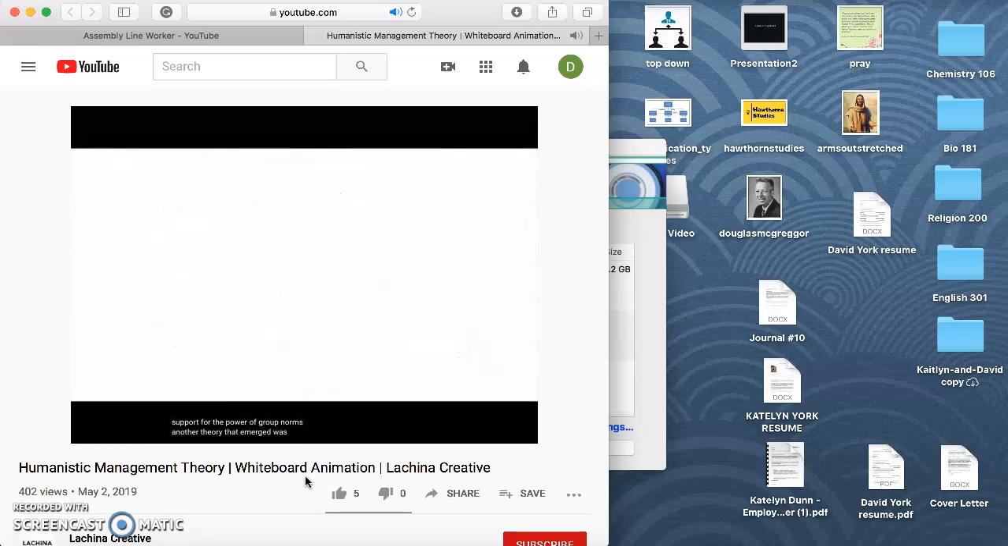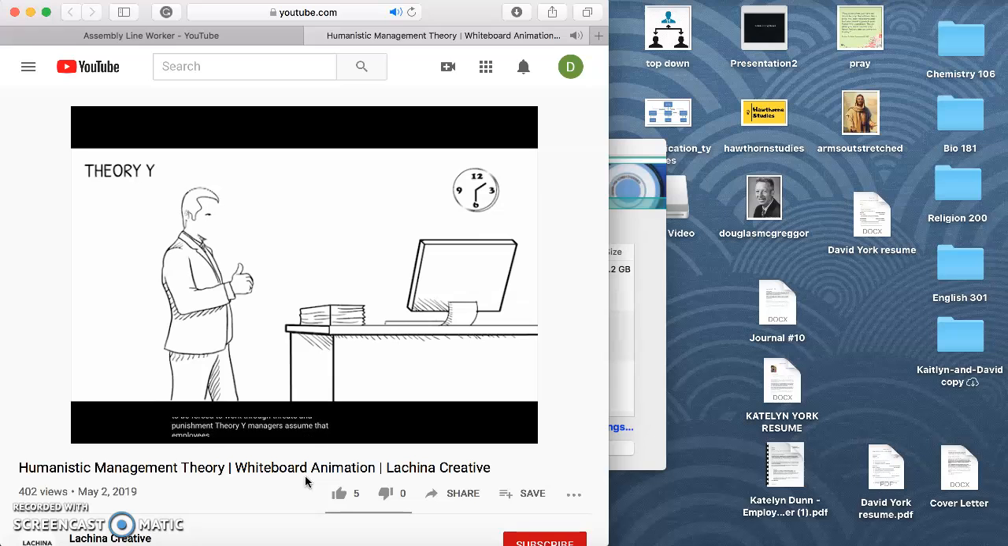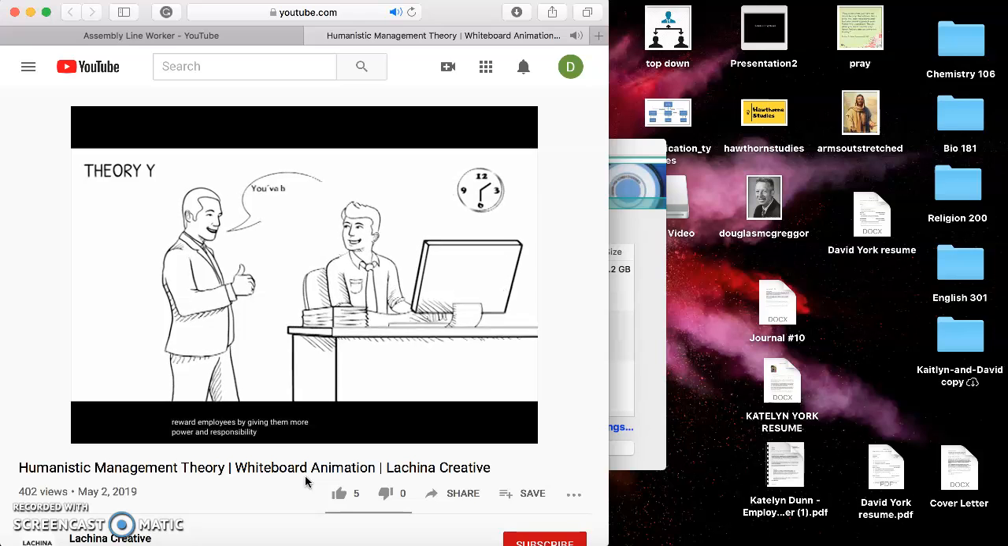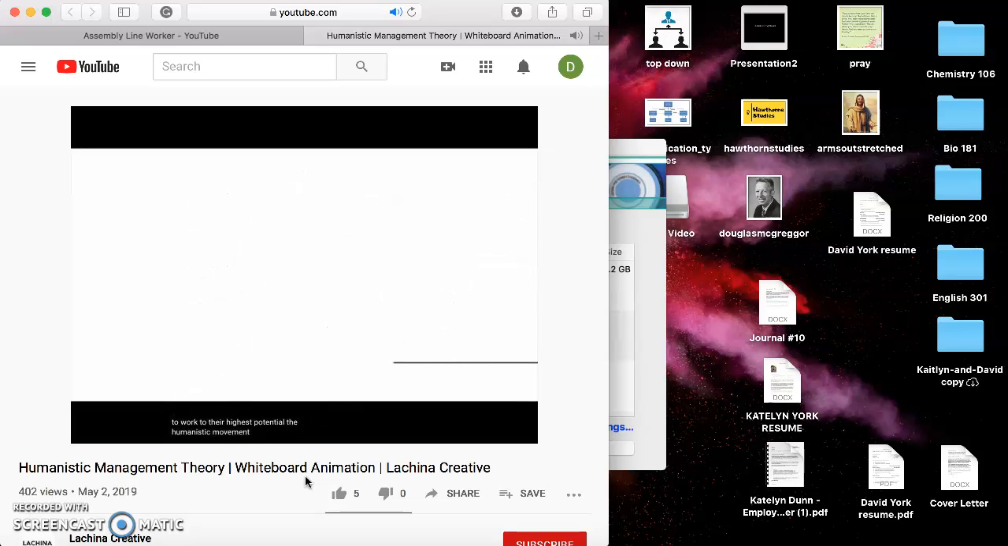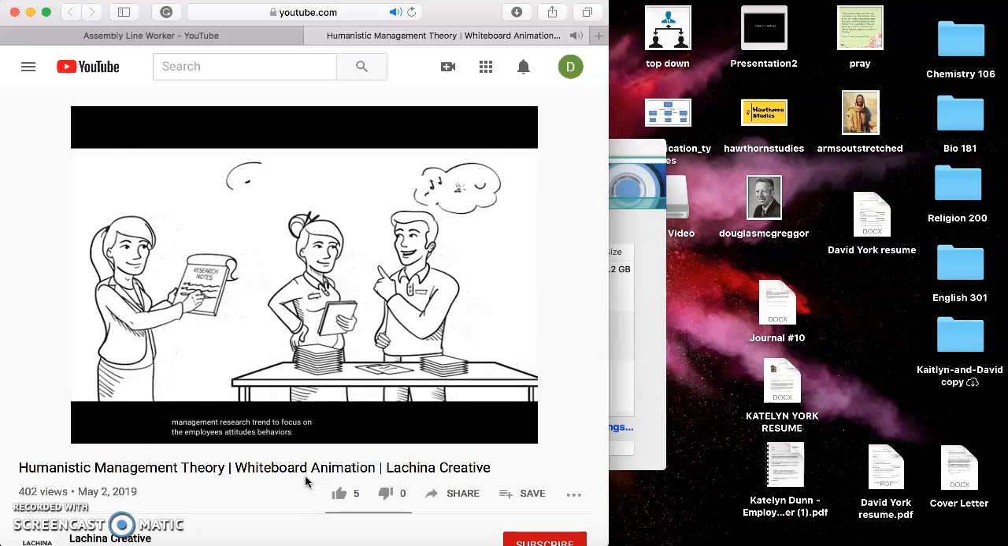Another theory that emerged was known as Theory X and Y. Theory X managers assume people don't like to work, so they need to be forced to work through threats and punishment. Theory Y managers assume that employees do like to work, and they reward employees by giving them more power and responsibility within the organization. Managers enable employees to work to their highest potential. The humanistic movement kicked off the management research trend to focus on the employees' attitudes, behaviors, and social needs, and set the stage for modern-day management practices and research.